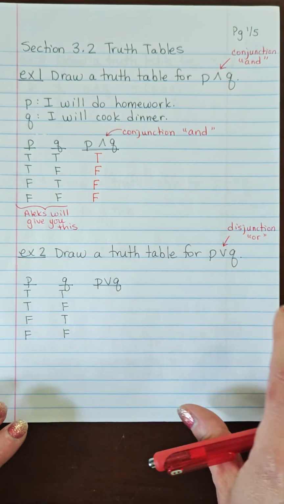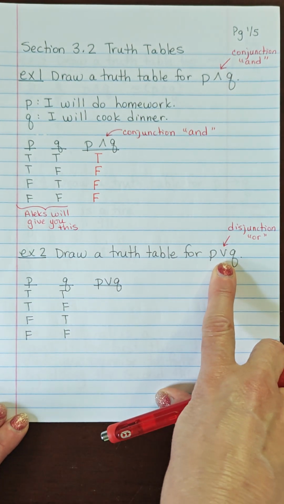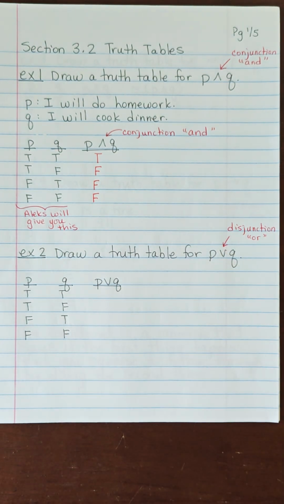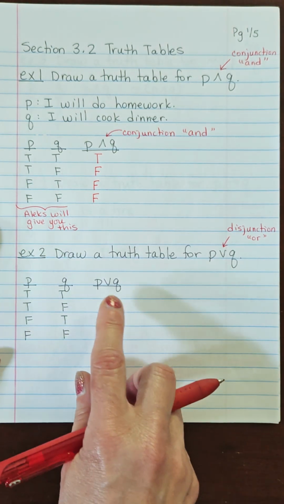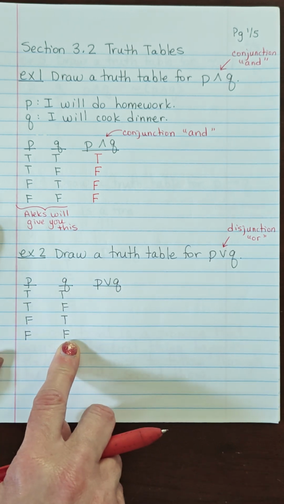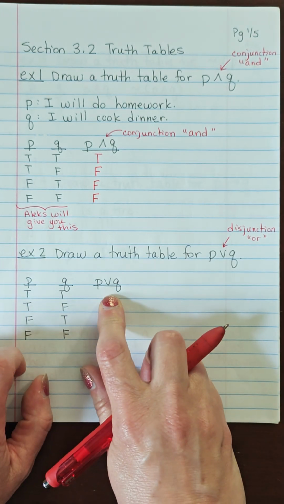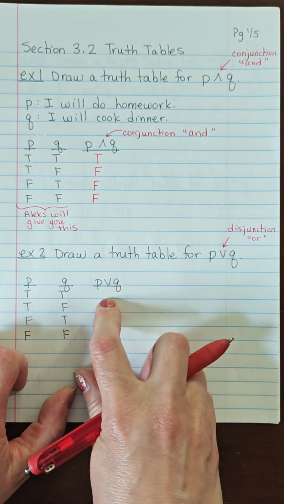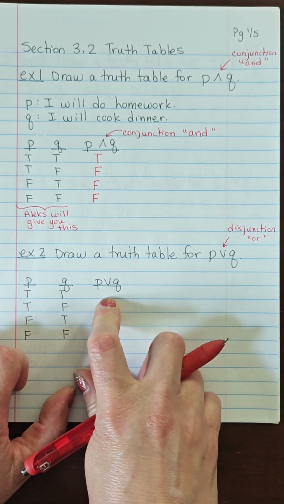Let's do this for the disjunction, the or statement. Now remember, or is what's called an inclusive or. It's a one or the other or both statement. Once again, we have this same standard layout that we're going to start with. This time, let's say that I ask my son, hey, do your homework or cook dinner.